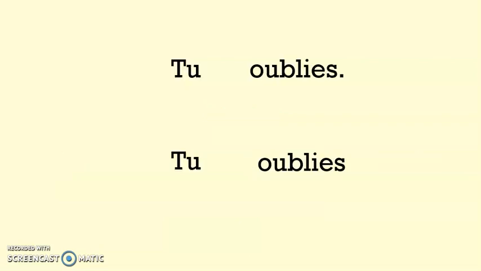All right, so now there's something different. I wonder what this is all about. Let's find out. Tu oublies. That means you forget. Oublies comes from the verb oublier, a regular ER verb that means to forget. You'll notice I have my ES ending there because that's the ending for ER verbs in the tu form. Tu oublies. You forget.